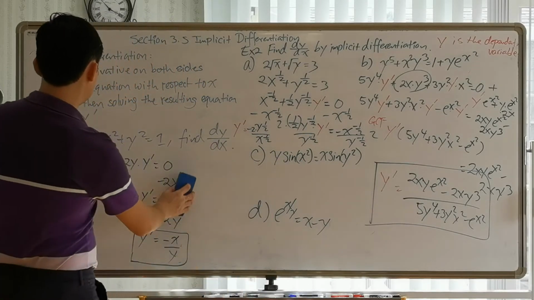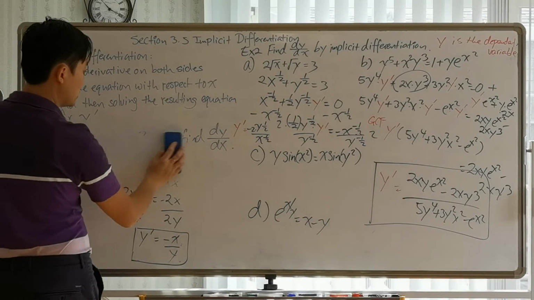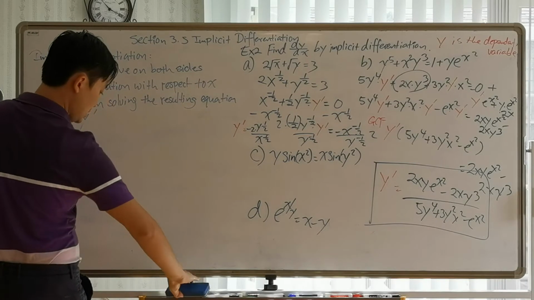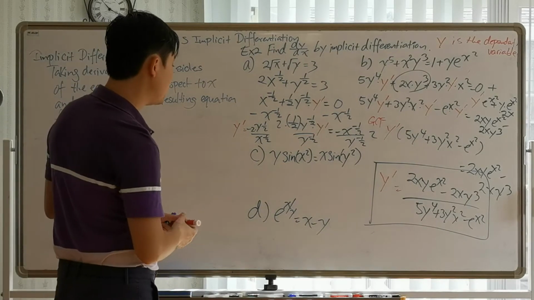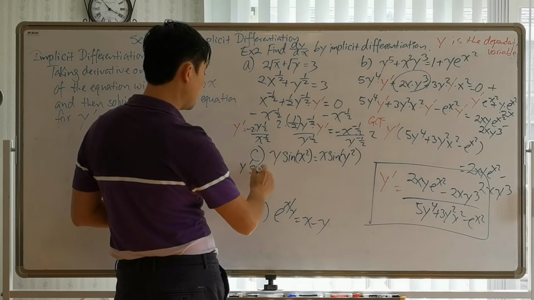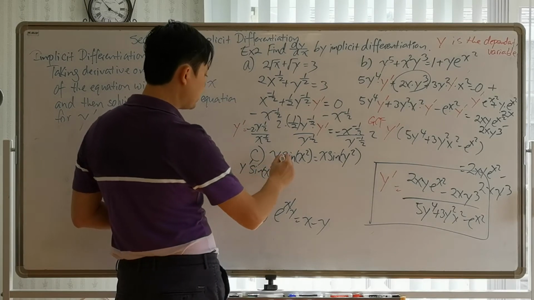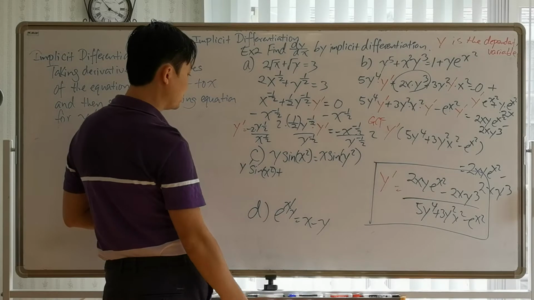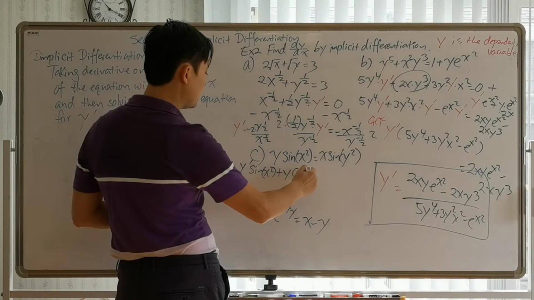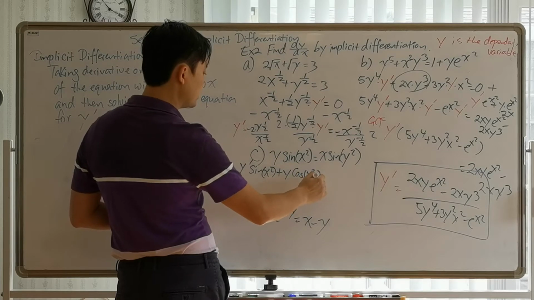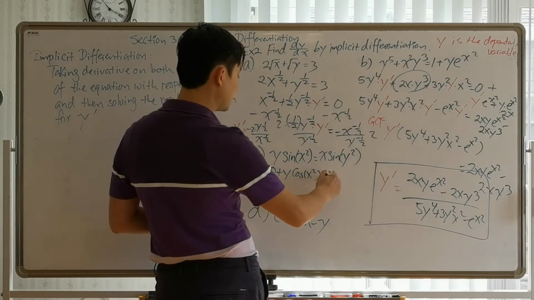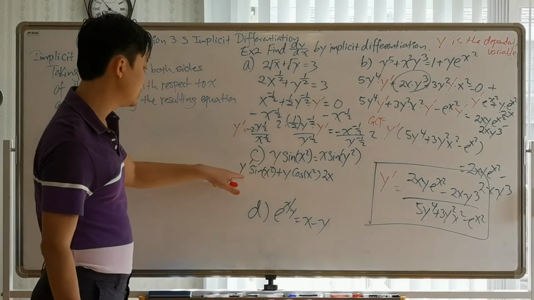For C, let me erase this one, so I get some more space. Let's take the derivative first by using the product rule. So we get y prime times sine of x squared. Besides the product rule, you also need to use the chain rule. The derivative of sine is cosine of x squared, but don't forget, times the derivative of the inner function, times 2x.